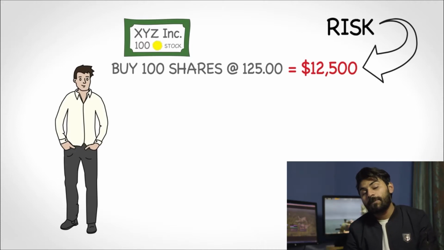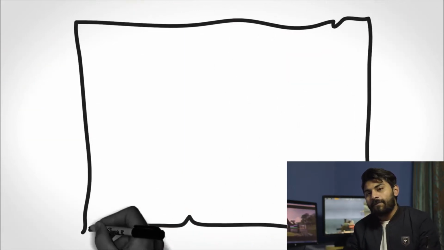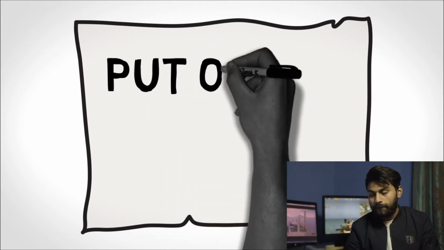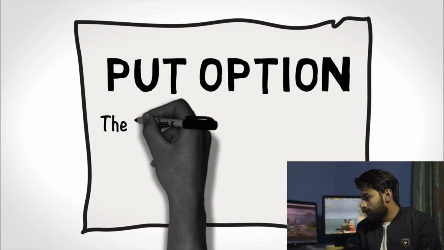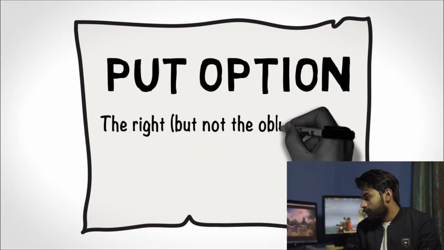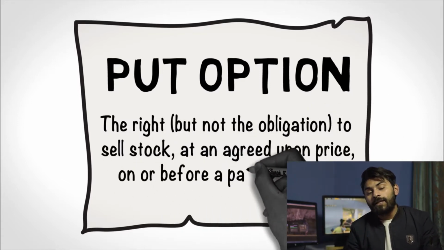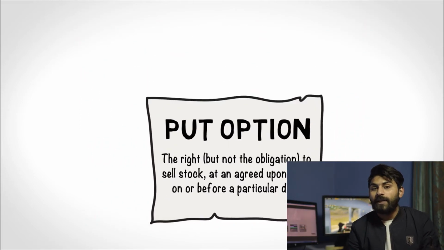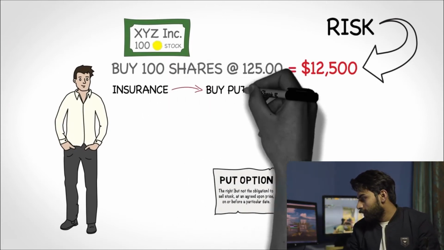Now, just like we purchased insurance on the Ferrari, we can also purchase insurance on this investment. We would do this by purchasing an option contract. Specifically in this example, we would purchase what is called a put option. By definition, buying a put option gives us the right, but not the obligation, to sell stock at an agreed upon price on or before a particular date. Now, let's recap. You own stock and you want to buy insurance on that stock investment. So you buy a put option.